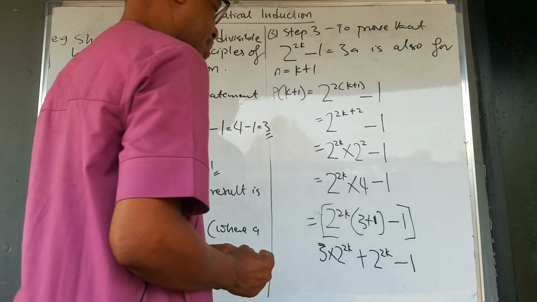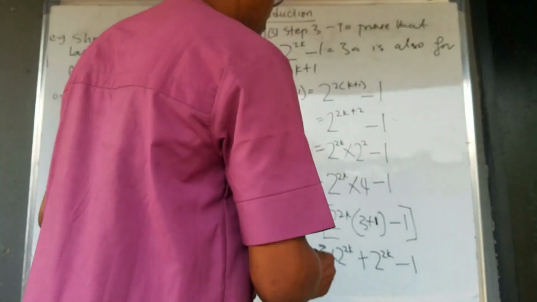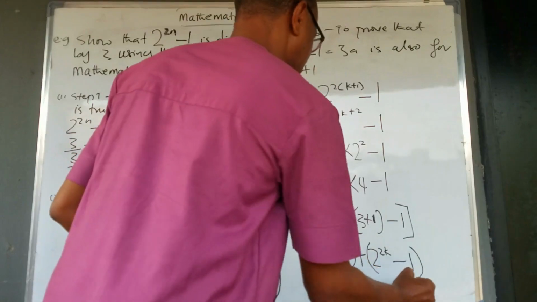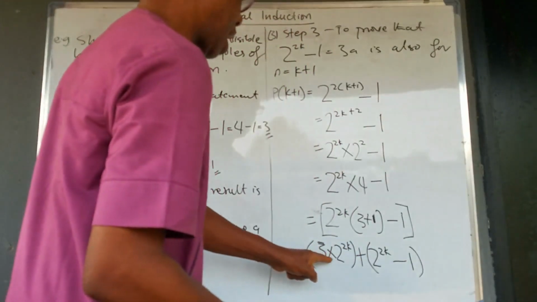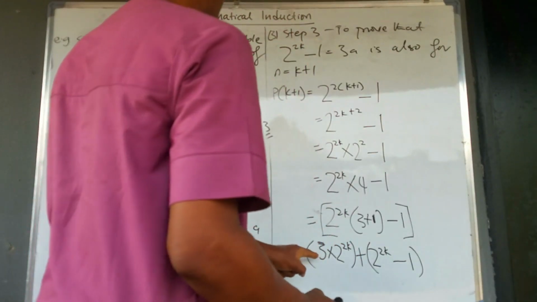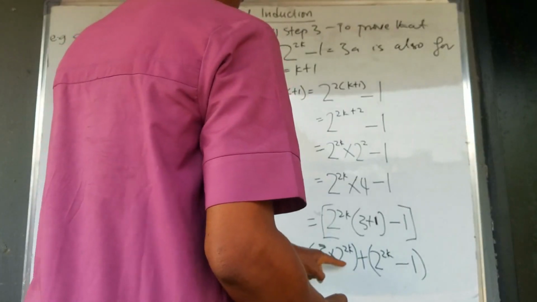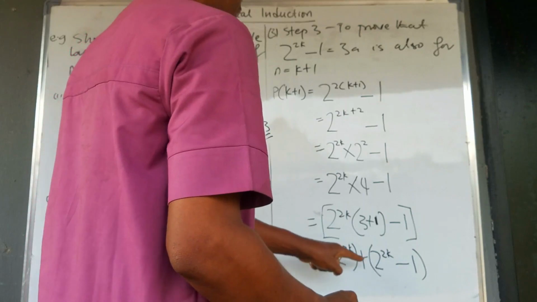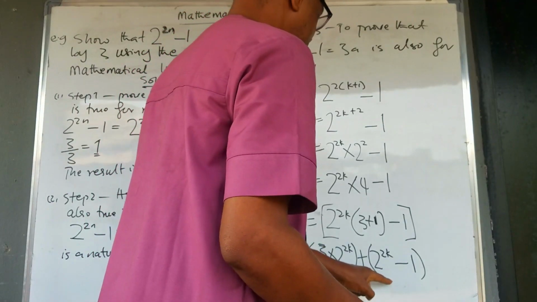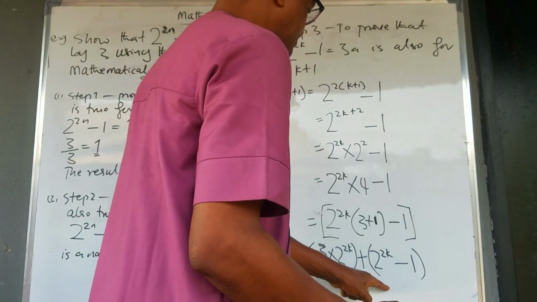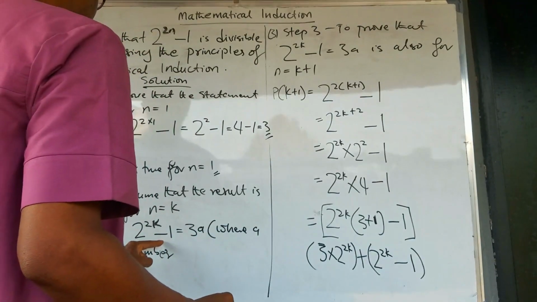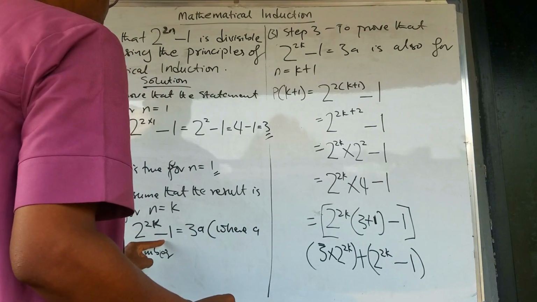So if we look at it now, we have 2 situations here, 2 parts of the result we have in step 3. We have 3 times 2 to the power 2k, which, in agreement with this, if you divide by 3, since 3 is here, that means it is true. Okay? And then 2 to the power 2k minus 1. If you look at the assumption in step 2, we already assume that it is true. It's equal to 3a.